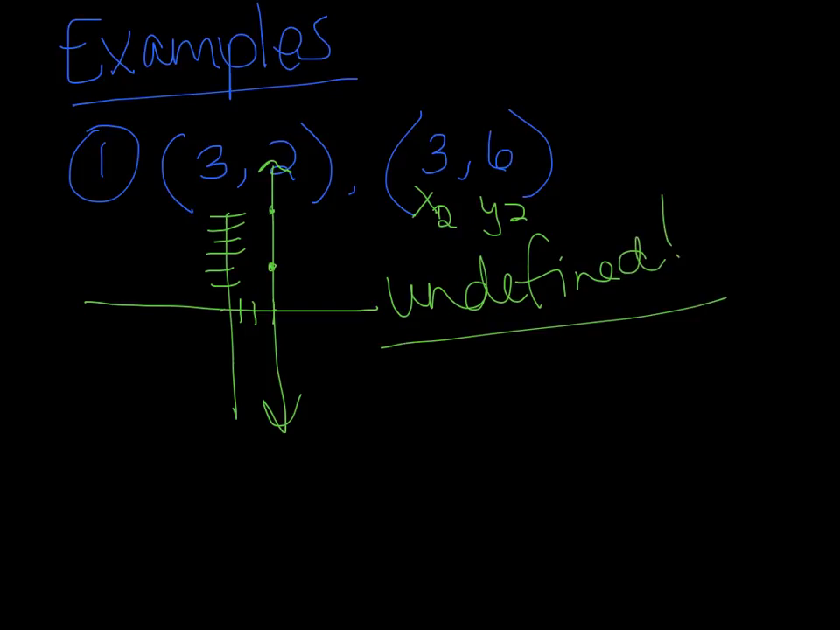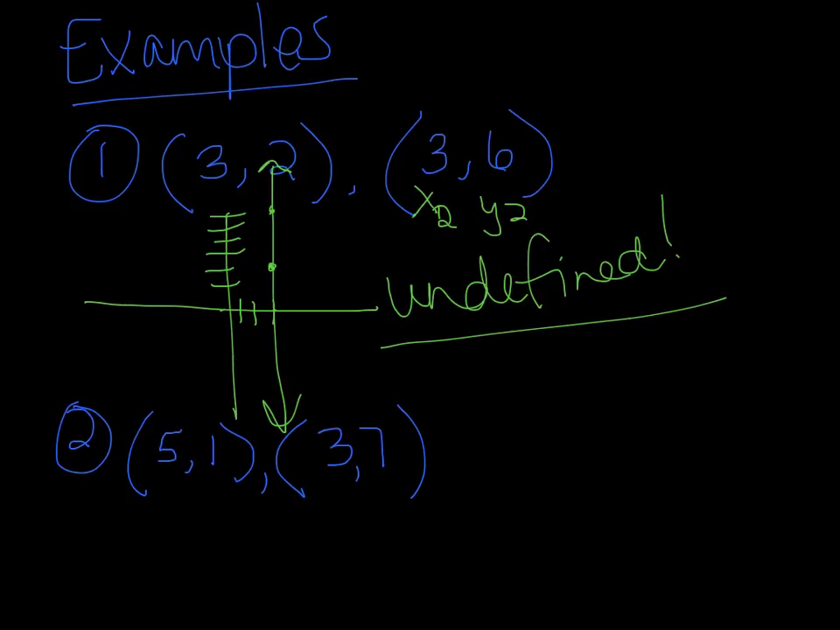Let's do one more. All right, the second pair of ordered pairs is 5, 1 and 3, 7. Okay, I'll give you a second to do that. Go ahead and pause it. You'll figure it out.